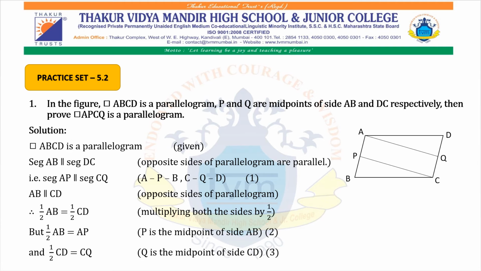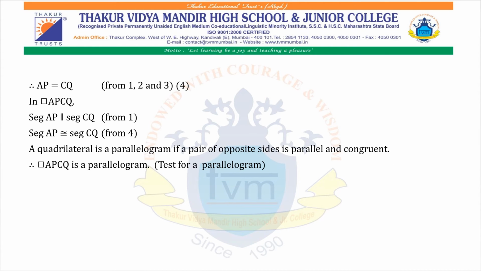Therefore, half AB is equal to half CD, multiplying both sides by half. But half AB is equal to AP because P is the midpoint of side AB, and half CD is equal to CQ because Q is the midpoint of CD. Therefore, AP is equal to CQ from the 1st, 2nd and 3rd statements.